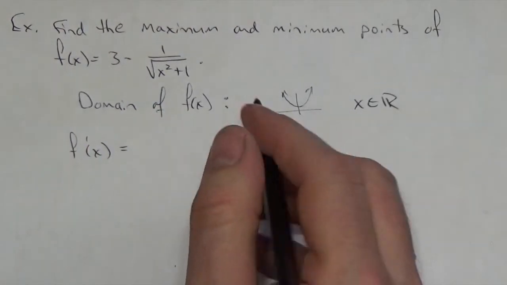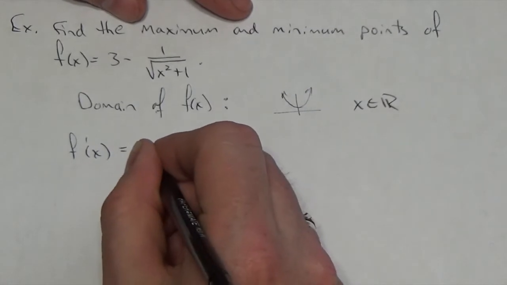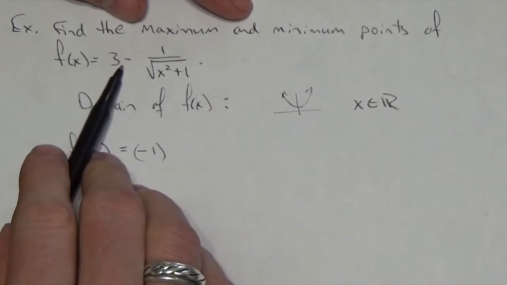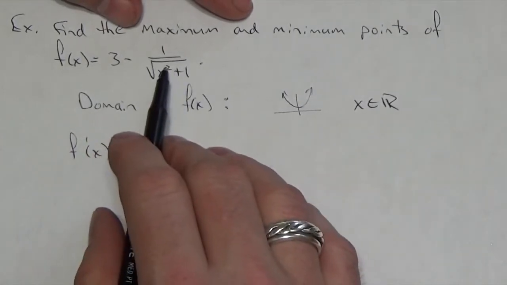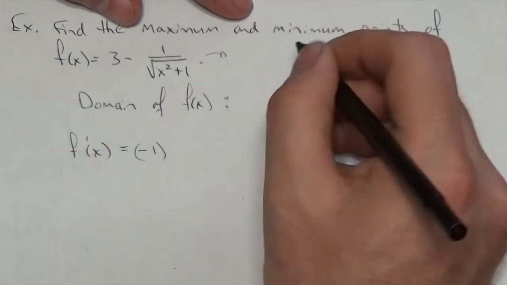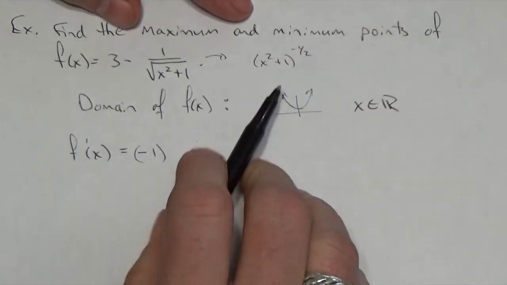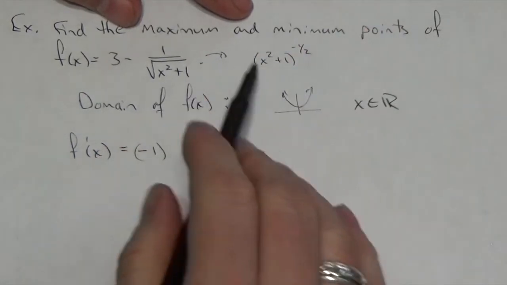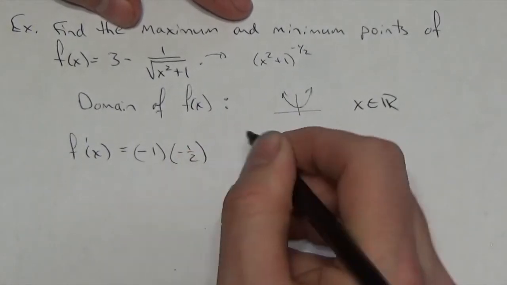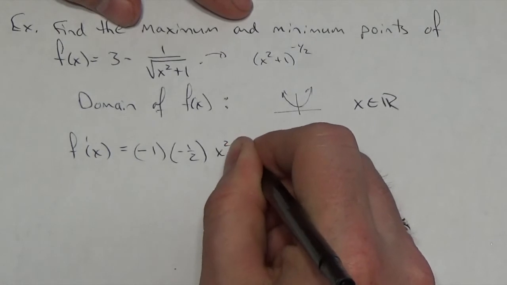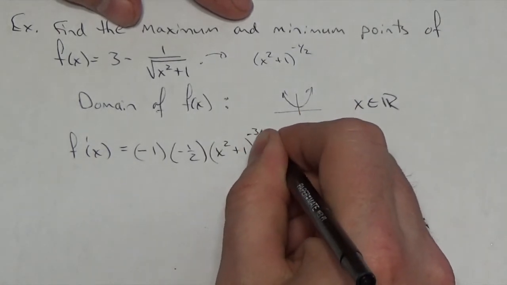Okay, well, the 3 becomes 0, so that's okay. Now we've got the negative 1 out front, right there, and I'm going to separate that out. This all could be rewritten as x squared plus 1 to the negative 1/2. So in my head I have to see it like that right there. So I will bring down the negative 1/2, and this will become x squared plus 1 to the negative 3/2.